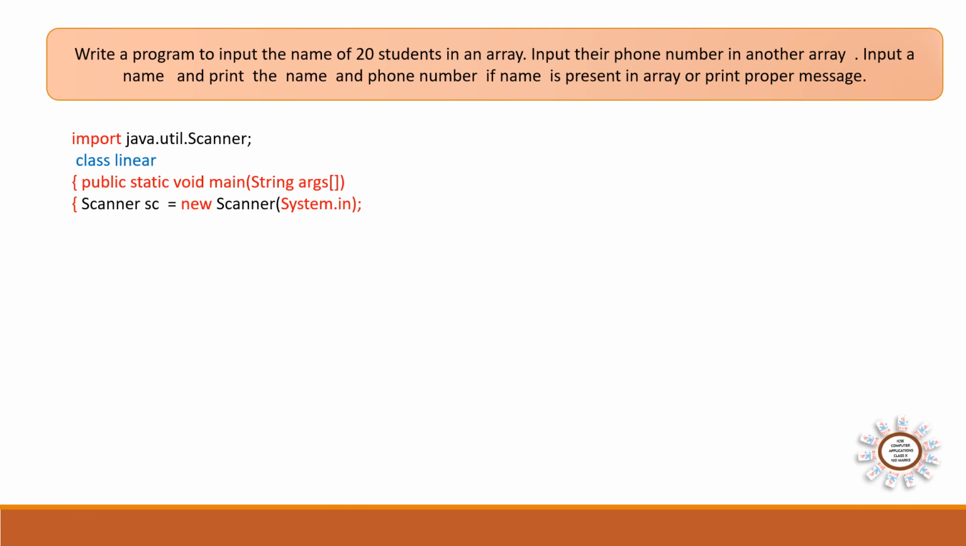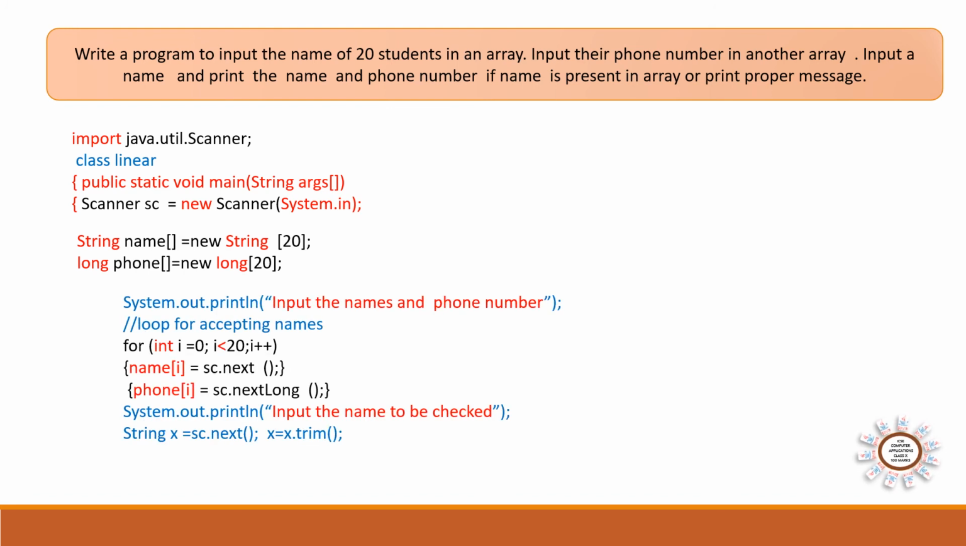So now what we have to do? We have to input the names of 20 students and their phone numbers in 2 different arrays. First of all, declare the arrays for storing the phone numbers and names. Names will be stored in a string array and phone numbers will be stored as long. An int cannot store a 10-digit mobile number, so we will declare the data type as long. So here we declare String name[] = new String[20]. That means 20 names can be stored in the array name. And long phone[] = new long[20]. 20 mobile or phone numbers can be stored here.